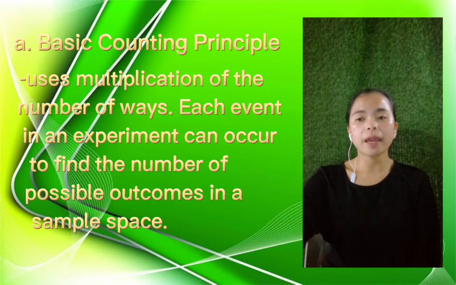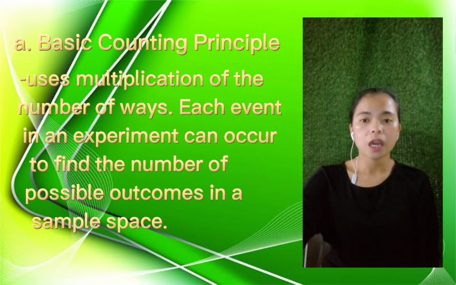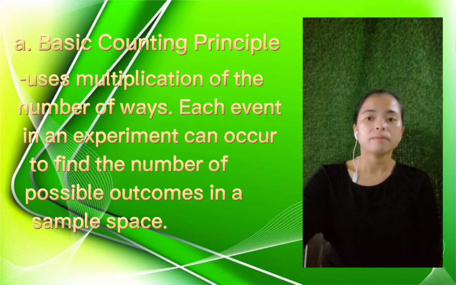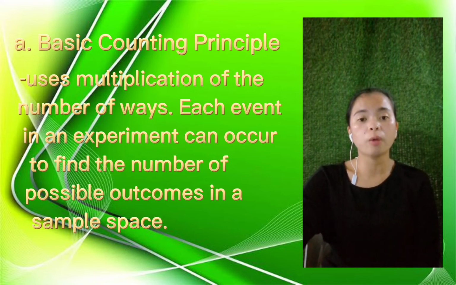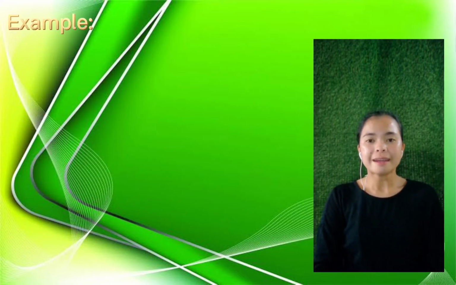Okay, A. Basic counting principle uses the multiplication of the number of ways an event in an experiment can occur to find the number of possible outcomes in a sample space. Okay, basic counting principle. We are going to use multiplication to find our possible outcomes in our sample space. We are going to our example.